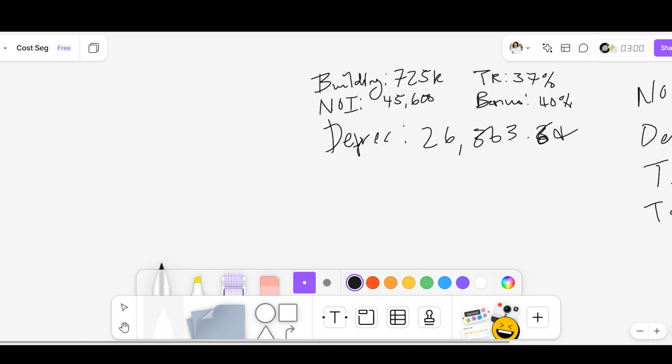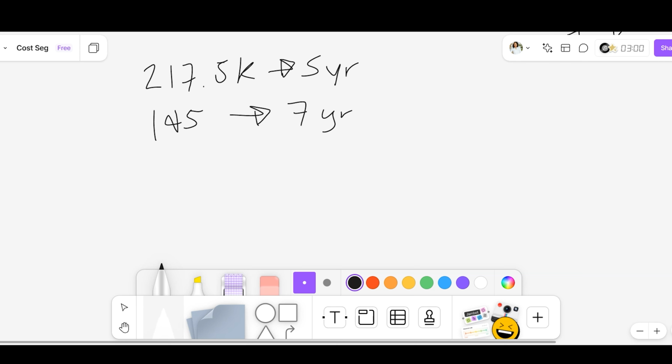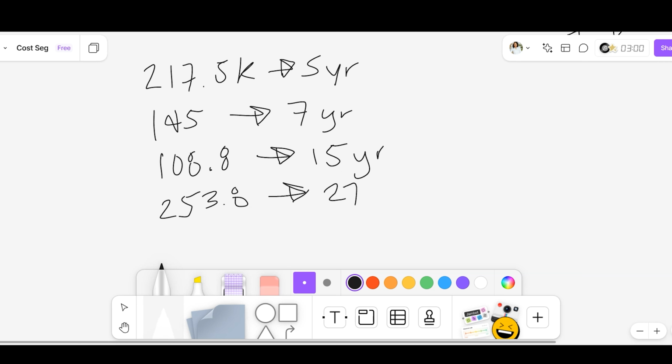Now, let's show what happens if we have a cost segregation, because this is where it gets really, really powerful. That same property that's worth $725,000 has now gotten split like this. We have $217.5K going to 5-year assets. Then we have $145K going to 7-year assets. And then we have 108, we'll say 8 to 15-year. And then the remainder of 253.8 goes to our standard useful life of 27 and a half years.